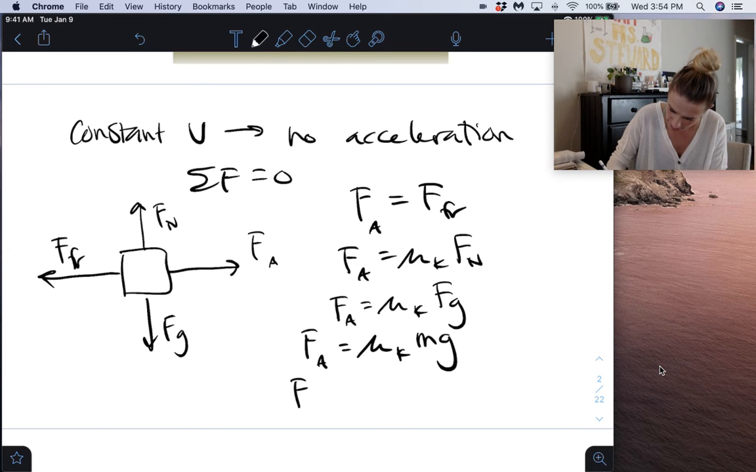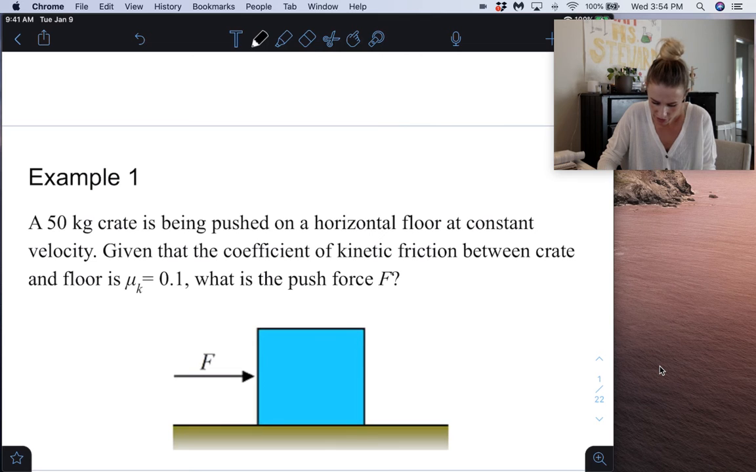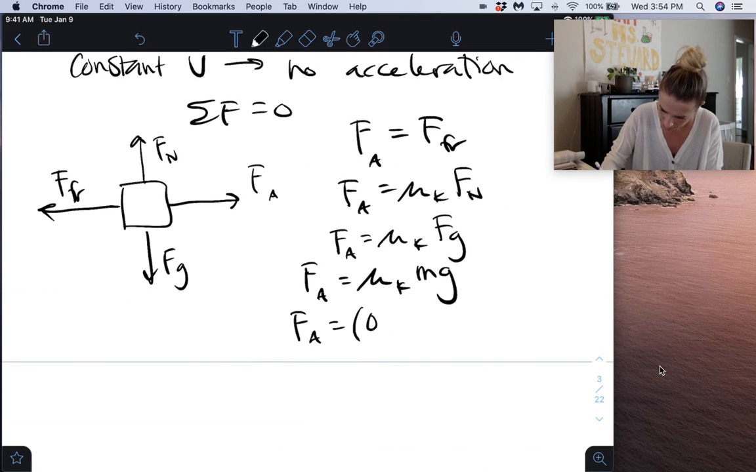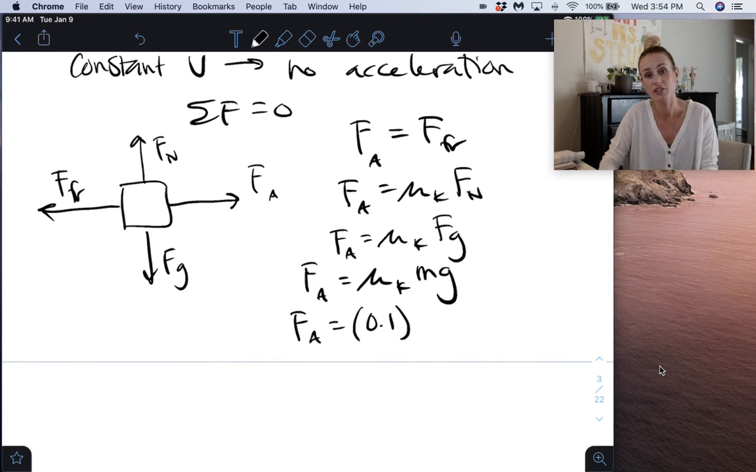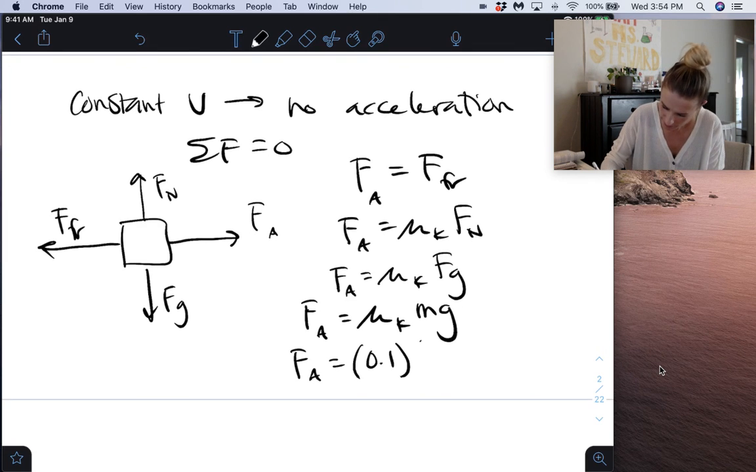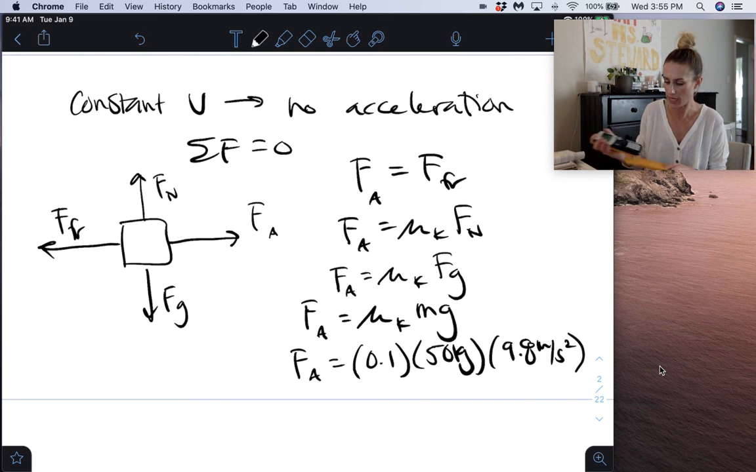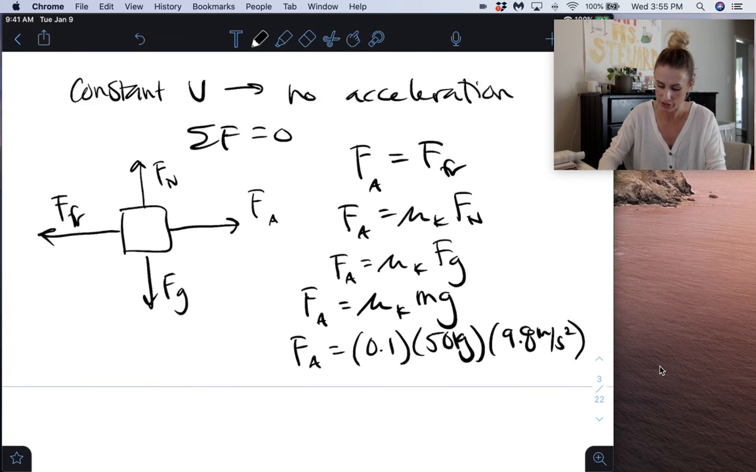Plugging in our numbers, force applied equals the kinetic coefficient of friction, which was 0.1. That coefficient of friction is unitless also, so it's just 0.1. Mass of the crate was 50 kilograms. And then we know that the acceleration of gravity is 9.8 meters per second squared. So 0.1 times 50 times 9.8, we get 49 newtons.